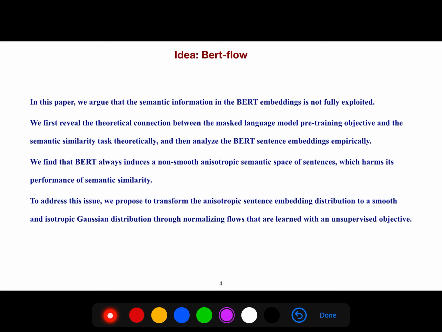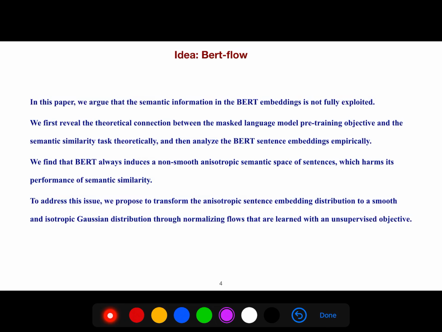So in this paper, we argue that the semantic information in the BERT embeddings is not fully exploited. We first reveal the theoretical connection between the masked language model pre-training objective and the semantic similarity task theoretically, and then analyze the BERT sentence embeddings empirically. We find that BERT always induces a non-smooth anisotropic semantic space of sentences, which harms its performance on semantic similarity.